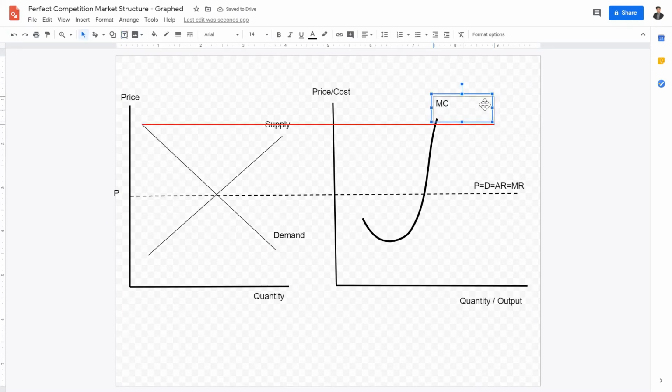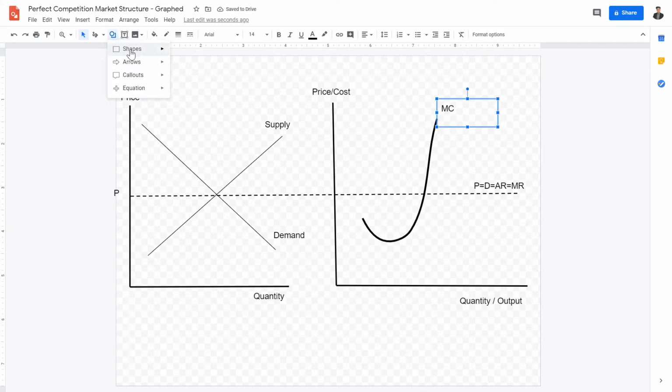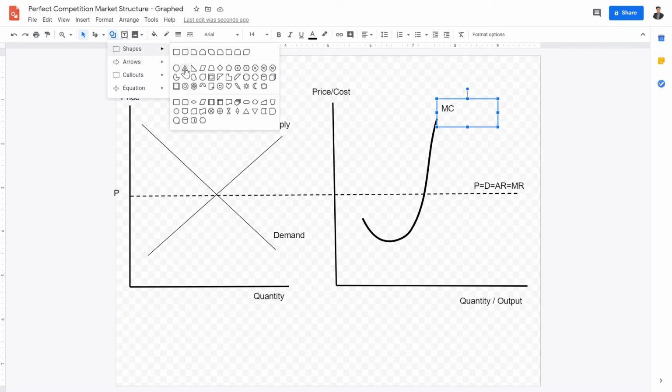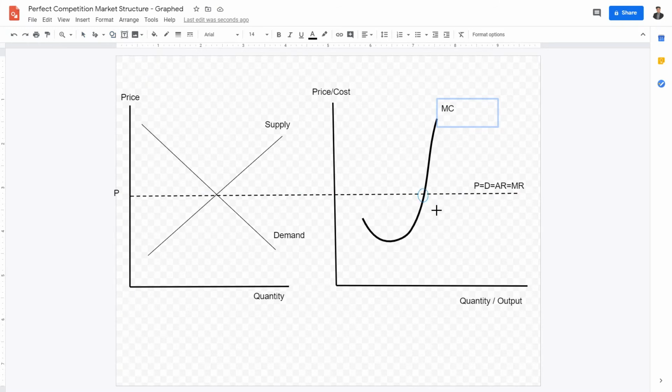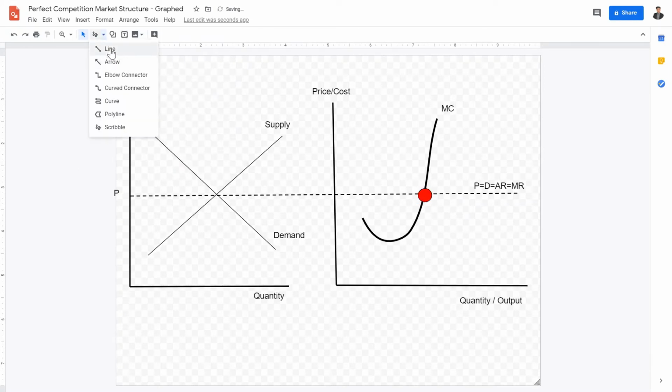So this is our marginal cost. If you guys remember the profit maximization point, the point at profit maximization is when MC equals MR, when marginal cost equals marginal revenue. So this is the point at which firms want to produce at. This is the quantity at which firms want to produce.